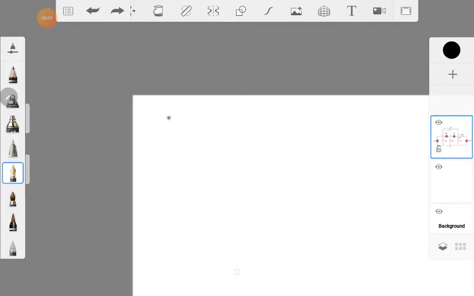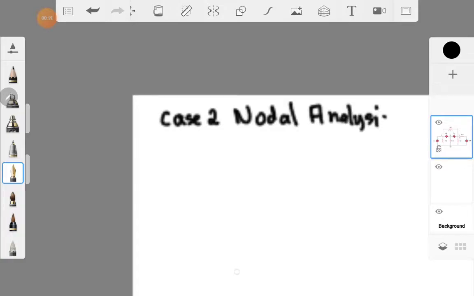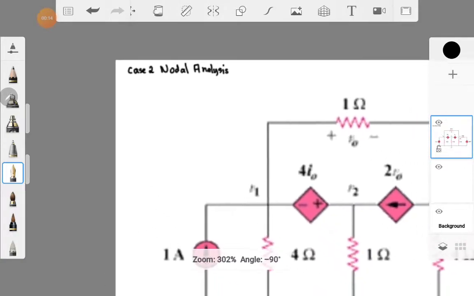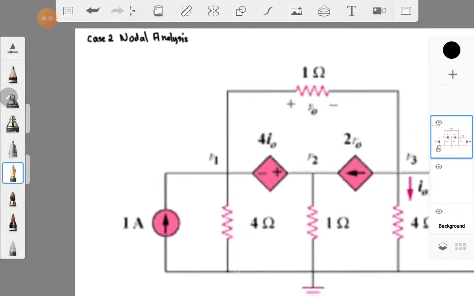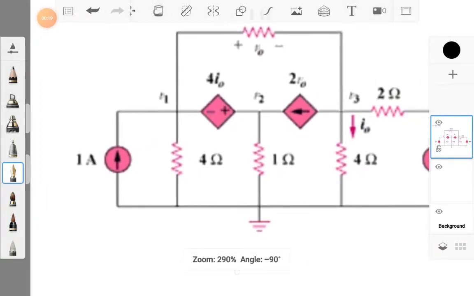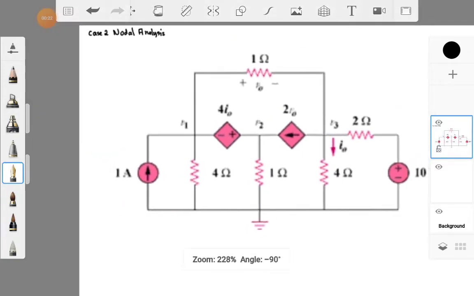So this will be an example for your case 2 nodal analysis. Take note that your case 2 involves your supernode. Why is there a supernode? Particularly, there is a supernode in this case 2 because one of the voltage sources is not directly connected to the ground. As you analyze the circuit, you can see that your 10 volts is connected to your datum. So therefore, it is connected to the ground.